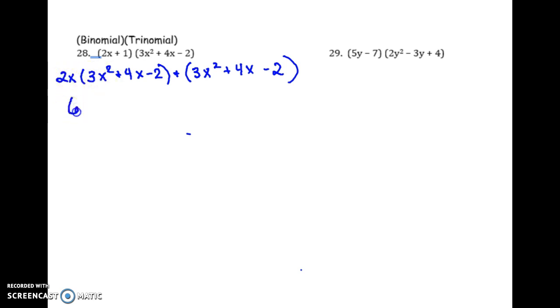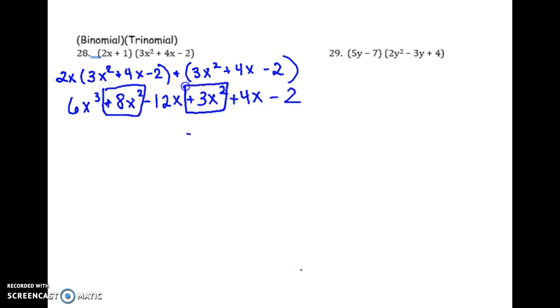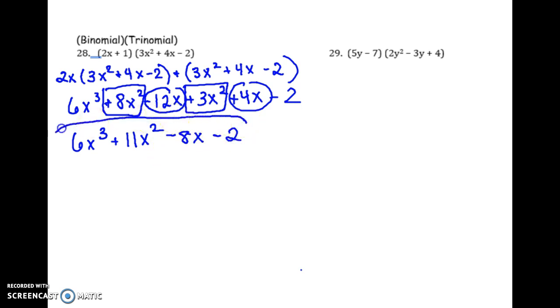So 2 times 3 is 6. We get 6x to the third plus 8x squared minus 12x. Now we're adding 3x squared plus 4x minus 2. Now we're going to go back to what we did last class, and combine our like terms. So in this case, we've got 6x to the third, and 8 and the 3 is 11x squared. A negative 12x and a positive 4x is negative 8x, and then we have our minus 2. So that would be our answer.